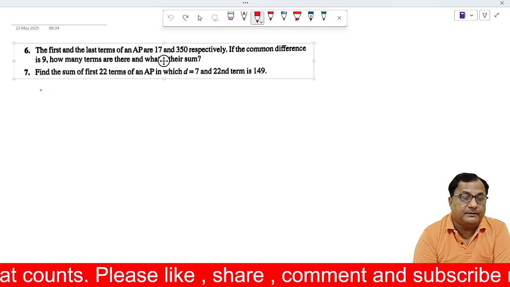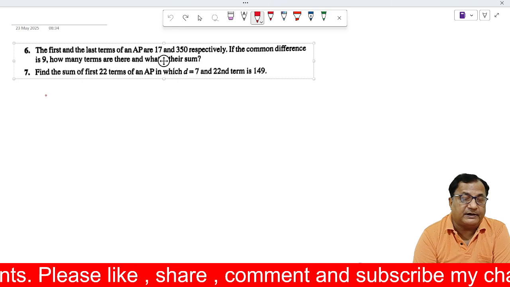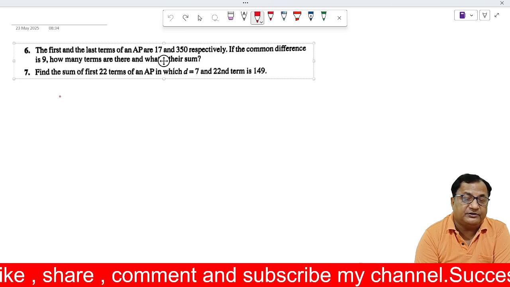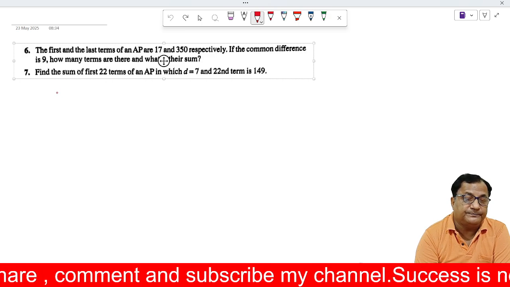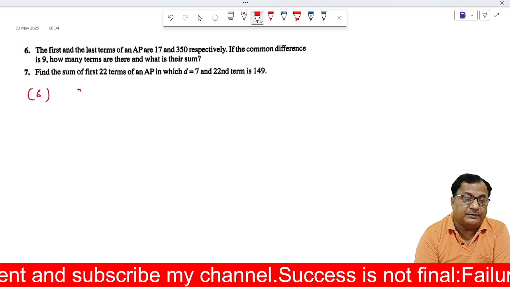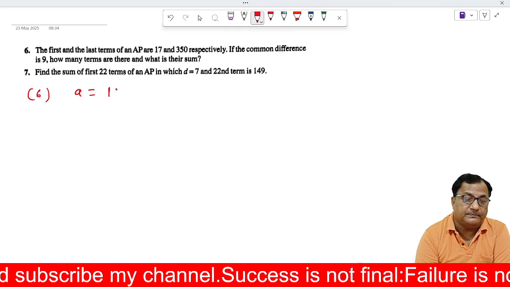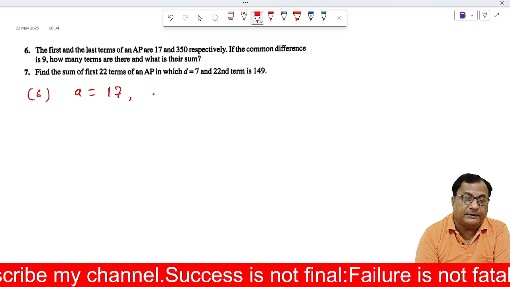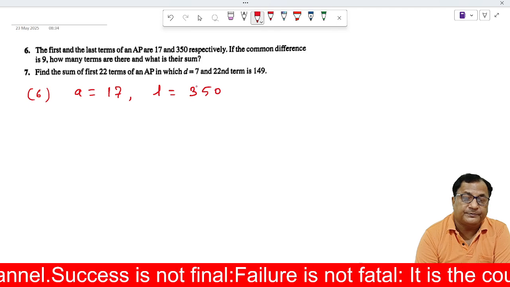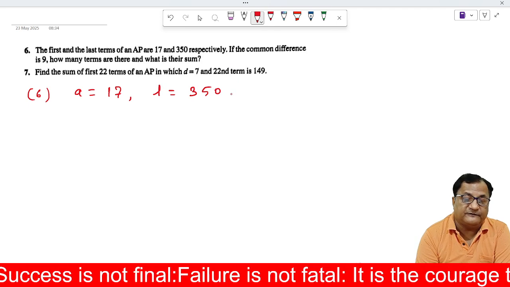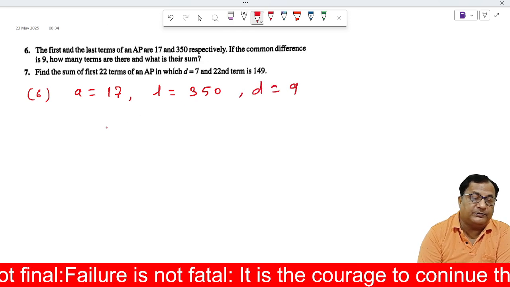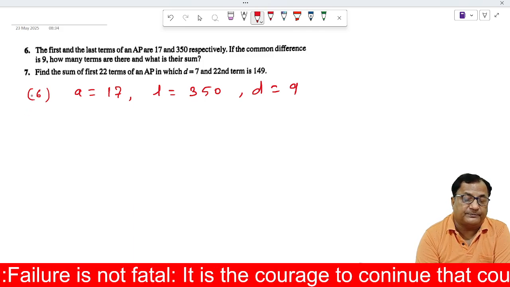Question number 6. The first and the last term of an AP are 17 and 350 respectively. That means a is equal to 17, l is equal to 350. If the common difference is given as 9, how many terms are there and what is their sum?